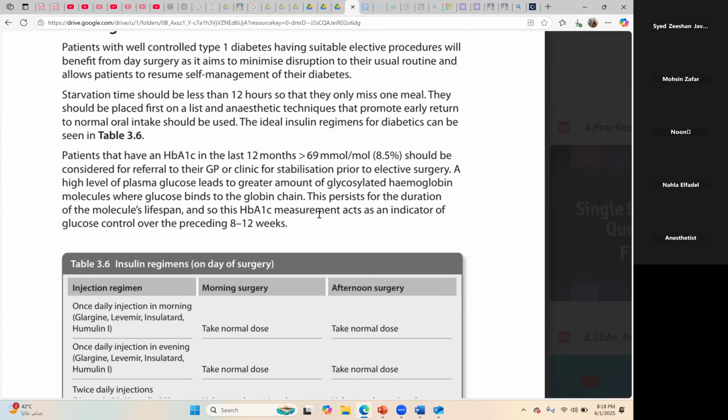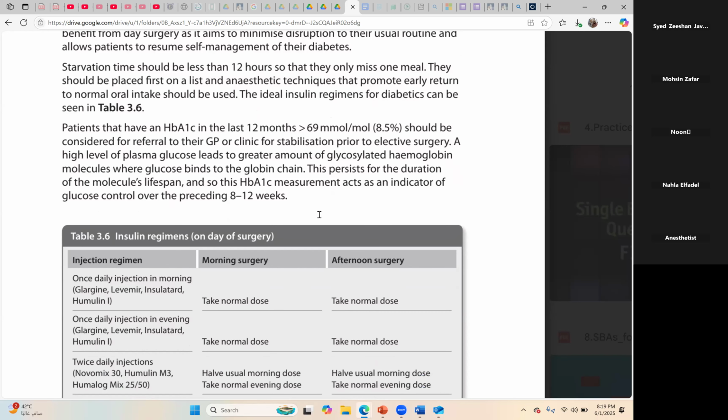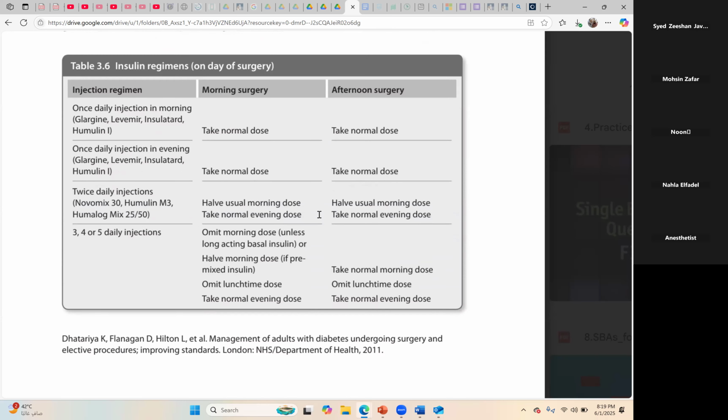Patients that have a raised HbA1c should be considered for referral to their GP and clinic for stabilization before elective surgery. A high level of plasma glucose leads to a greater amount of glycosylated hemoglobin, where glucose binds to the globin chain. This persists for the duration of the molecule's lifespan, so HbA1c measurement acts as an indicator of glucose control over the preceding 8 to 12 weeks.